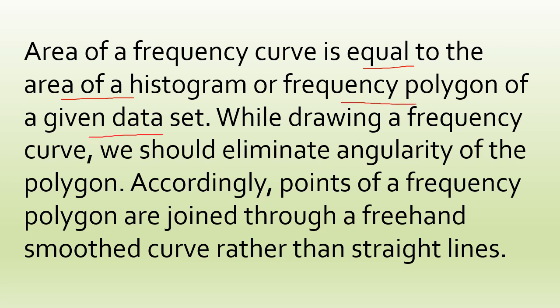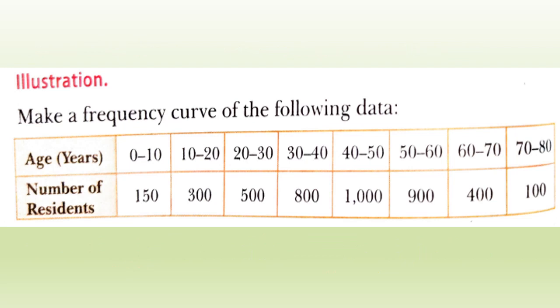Okay, as I told you that the area of histogram should be equal to area of frequency polygon or frequency curve. While drawing a frequency curve, we should eliminate angularity of polygon. Accordingly, points of a frequency polygon are joined through a freehand smooth curve rather than straight lines. Okay, so while forming a frequency curve, we shall join the points using our hands without scale or without making straight lines.